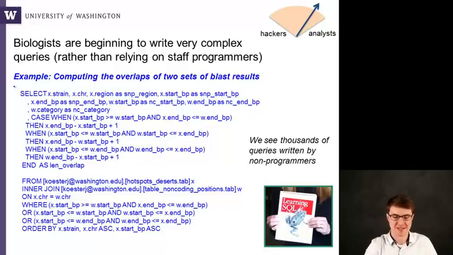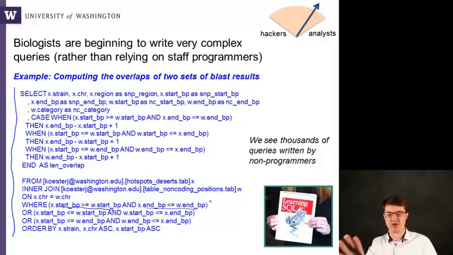This is a really nasty looking SQL query, but if you squint closely, you can see that it's actually doing interval arithmetic over genetic sequences. This is a pretty tough query to understand even for experts. It was written by somebody that doesn't do any programming whatsoever. She doesn't write a line of Python, a line of Perl, or a line of R, and she's able to write these SQL queries that process very large data sets.